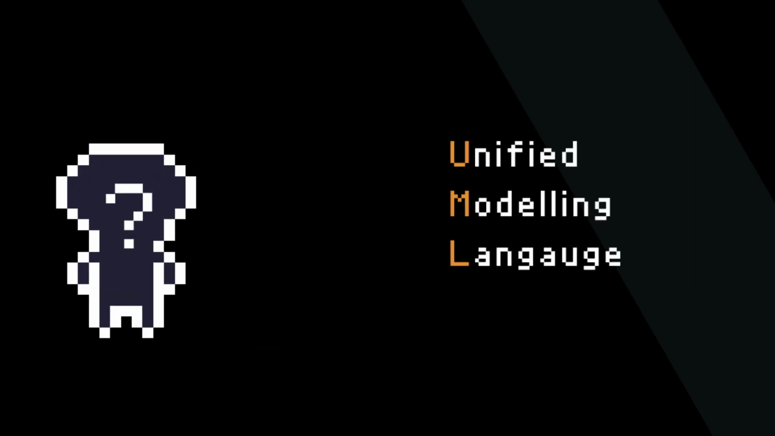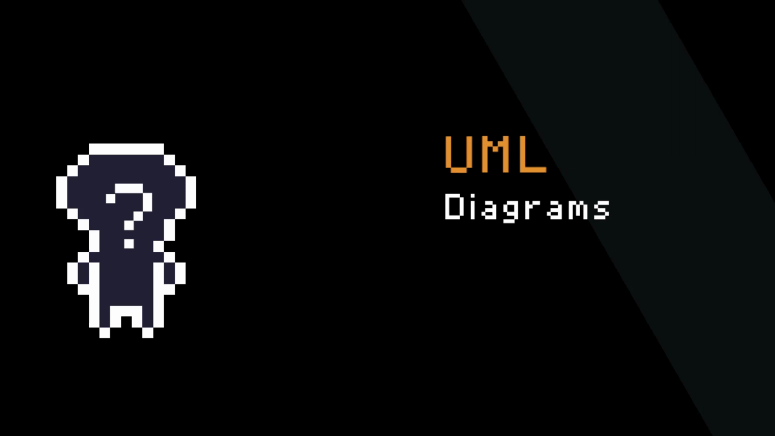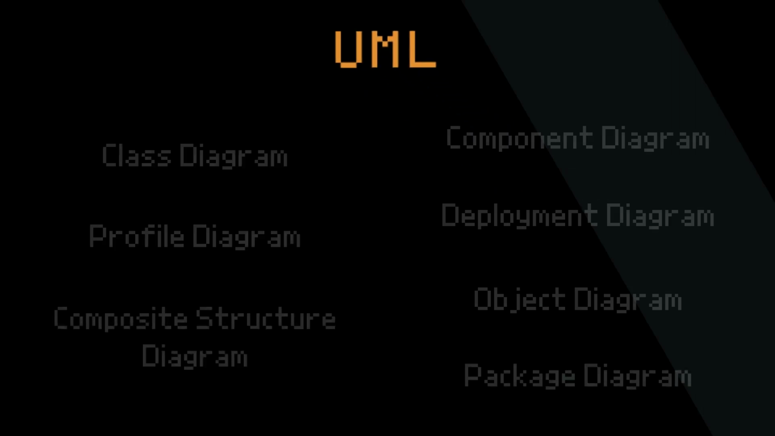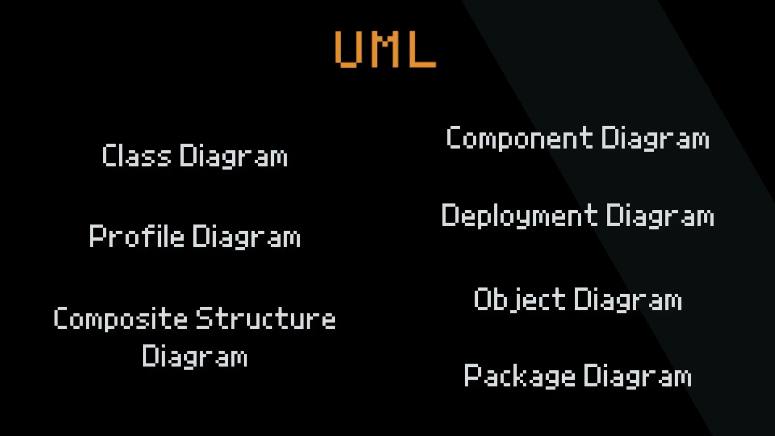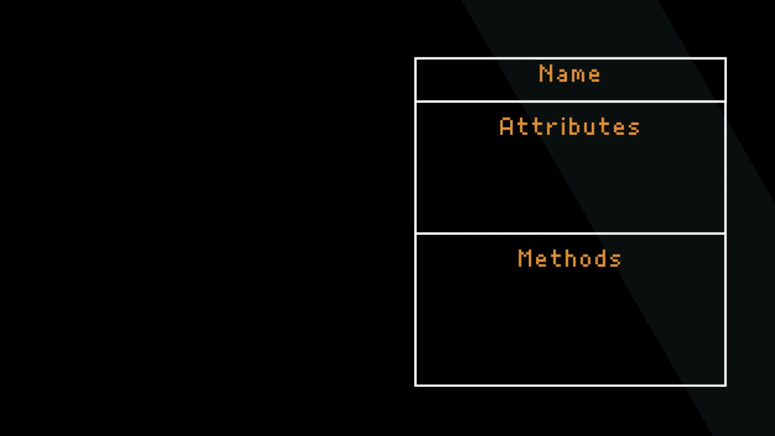In the previous video we covered the difference between classes and objects. Now we'll get into how we can represent them using what we call Unified Modeling Language Diagrams, UML for short. There are many different types of UML diagrams, but the one we'll focus on today is the class diagram. A UML class diagram has three sections: the class name, the attributes, and the methods.